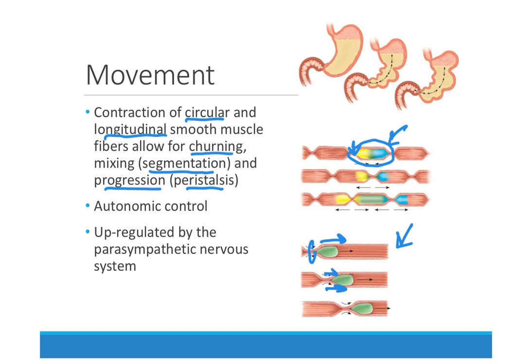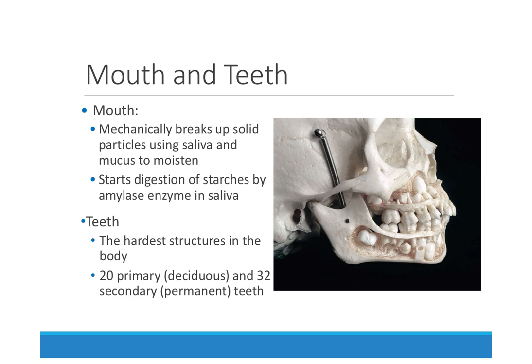Your digestive system is under autonomic control. It is involuntary. You are not in charge of it. And it is controlled by the parasympathetic nervous system. So it's sort of turned on or upregulated by your parasympathetic nervous system, that rest and digest part of your autonomic nervous system. So let's start at the top.